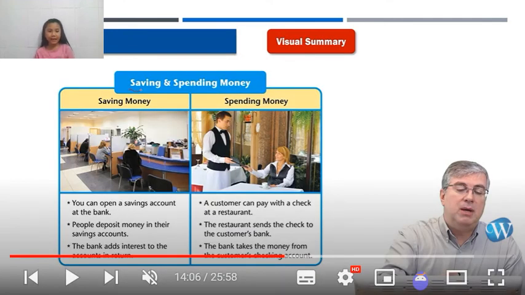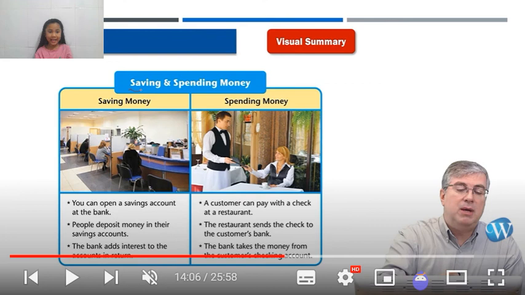Saving and spending money. How can we save money? You can open a savings account at the bank, right? There will be different bank accounts, such as Become Bank or our bank or many others. My mother has 2 bank accounts, right? But she will use our bank. She also has Become Bank. What about your mother or your father, right?